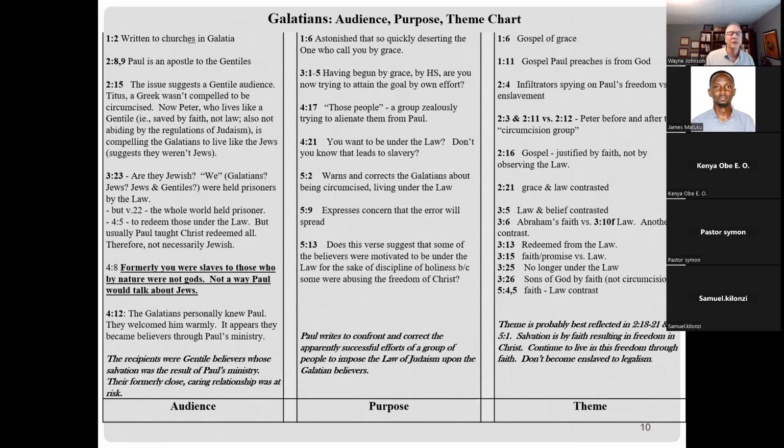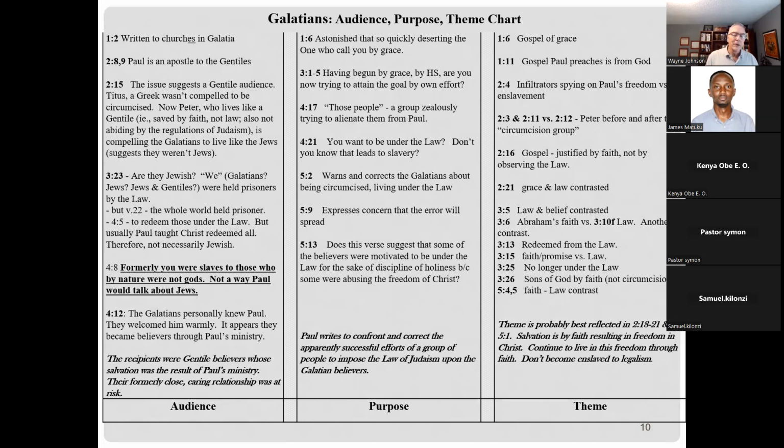Who was he writing to? What was the church made of? Titus, who was a Greek, was not compelled to be circumcised. Now, Peter, who lives like a Gentile, because he's saved by faith, not by the law, also not abiding by the regulations of Judaism, is later compelling the Galatians to live like the Jews, which to me suggests that he's not speaking to Jews. With a later understanding of the book of Galatians, I would need to correct that. I think the general thinking is that depending on where these churches were located, they may have been primarily Jews or a mixture of Jews and Gentiles.